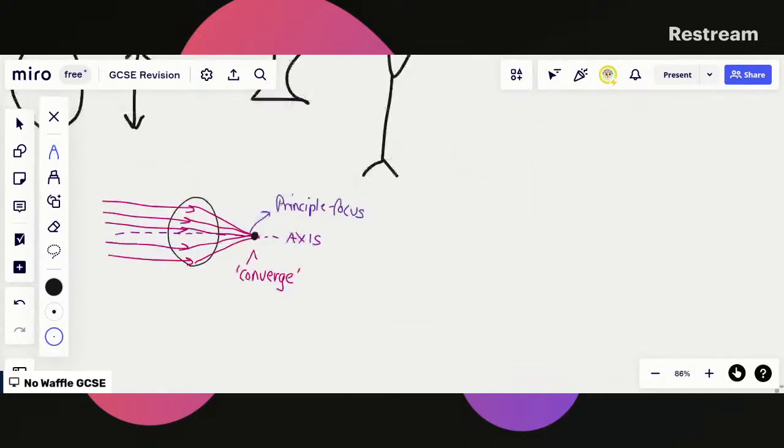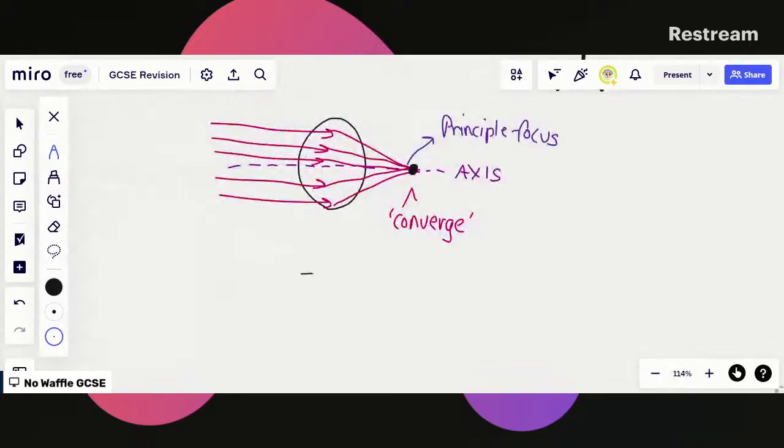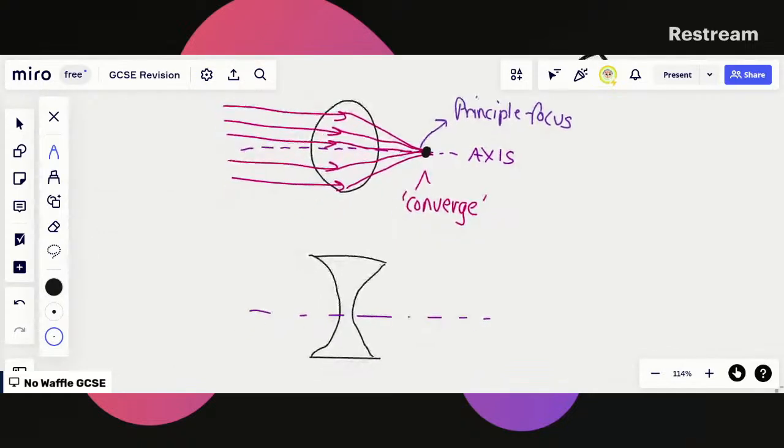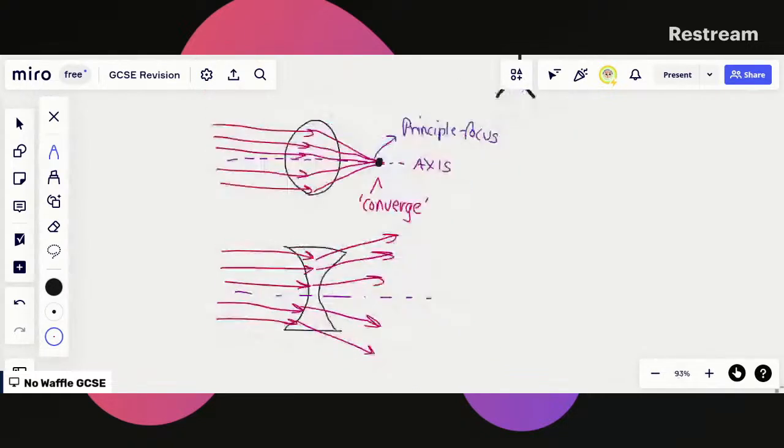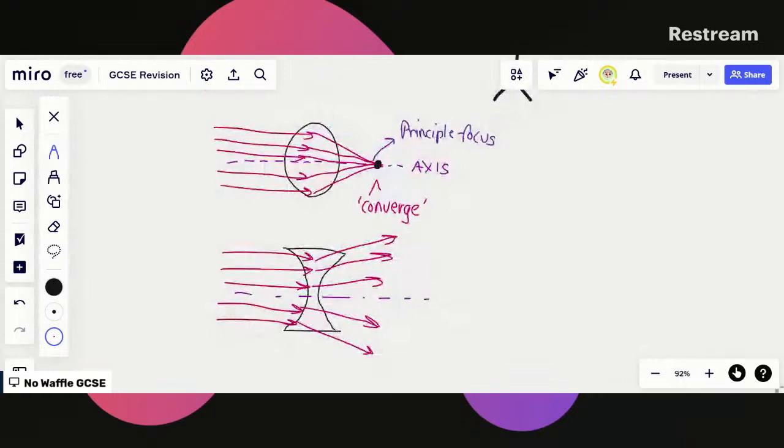Now, concave lenses bend inwards. So if we were to talk about concave lenses, they have that inward bending shape. Imagine we have our axis in the middle, and then you have all of your rays coming in at normal angles. With concave lenses, it causes the parallel rays of light to actually spread out and diverge. So instead, they'll go like that and go away from the axis.